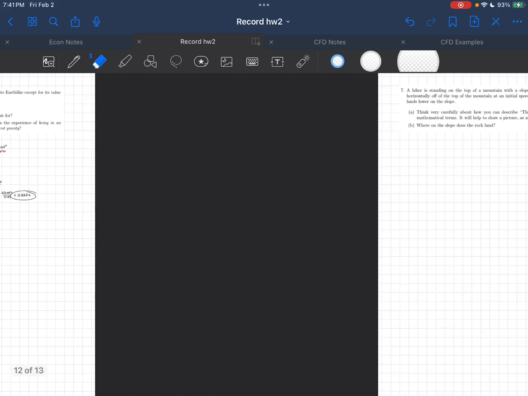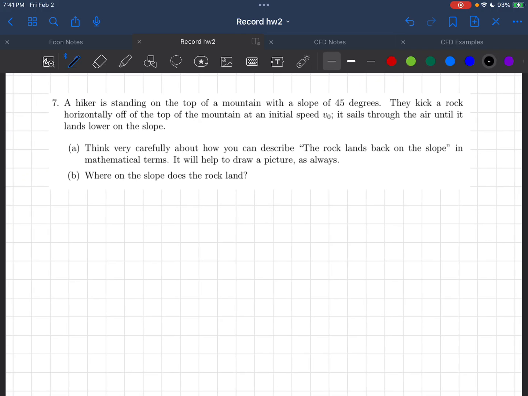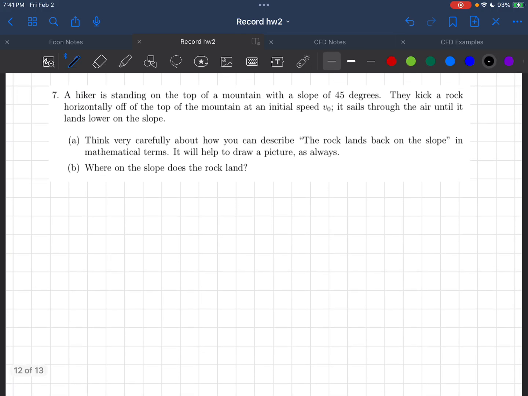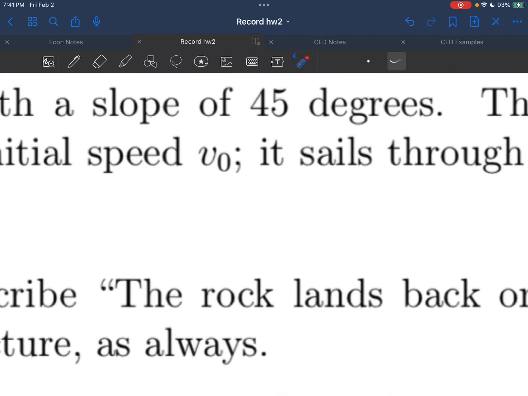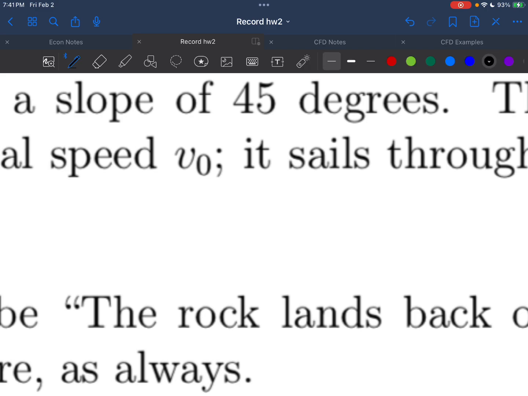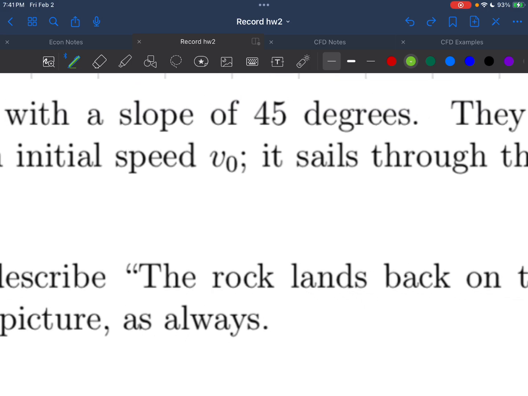All right, so moving right along, we still have two more to talk about. We have a hiker standing on top of a mountain that is at a slope of 45 degrees. They kick a rock horizontally off of the mountain at an initial speed v0, right? So when I'm given an initial speed v0, I can treat v0 as one of my known values, right?